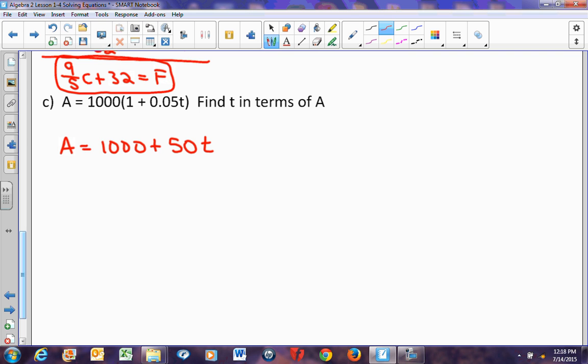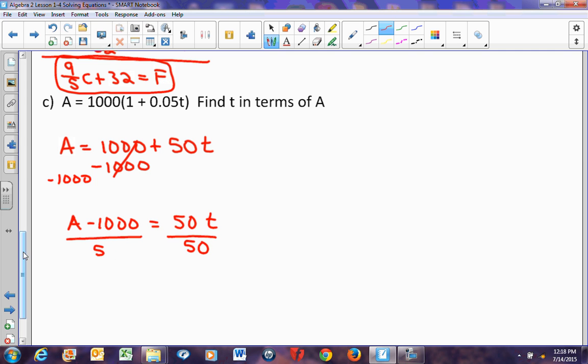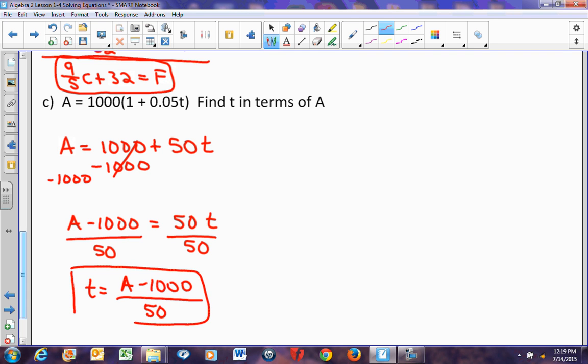So the first thing I'm going to do is subtract 1,000. Okay. So I have A minus 1,000 equals 50T. To solve for T, divide by 50. So T equals A minus 1,000 divided by 50. That is one way to solve this equation.